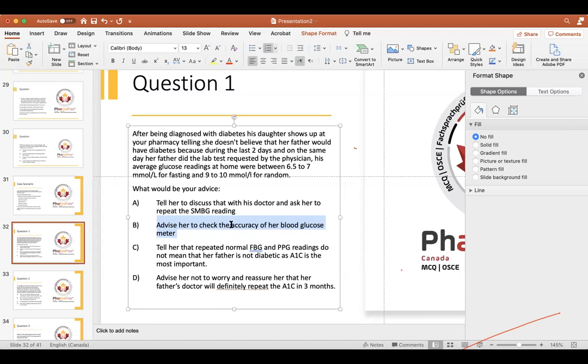Okay? So here we should check the accuracy of her blood glucose meter.